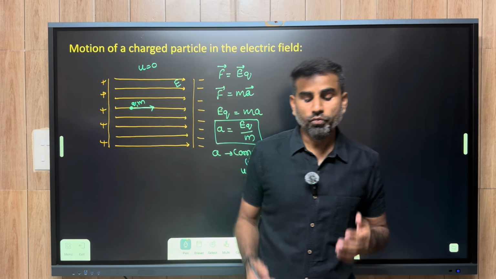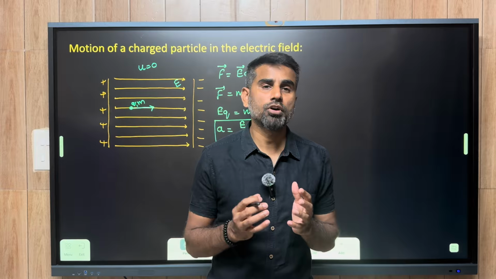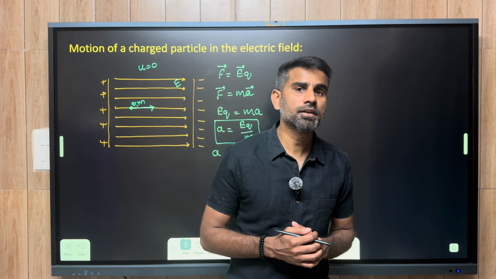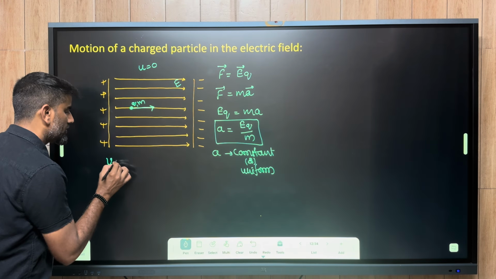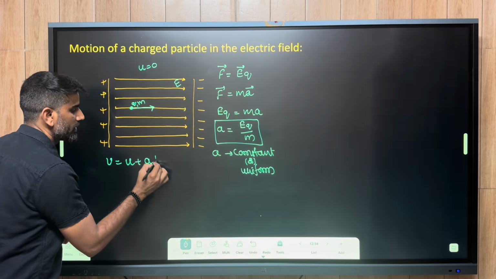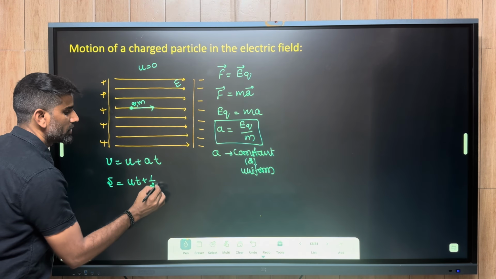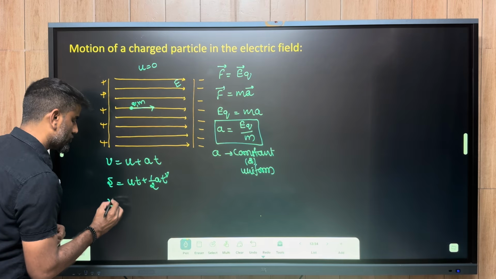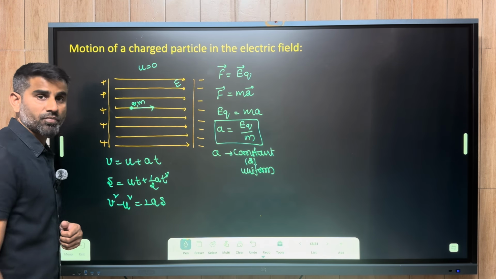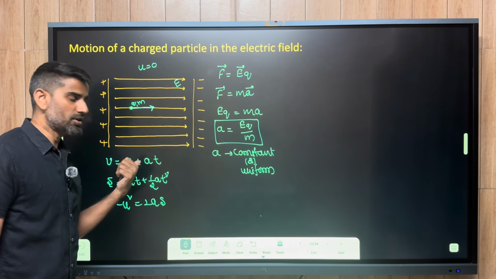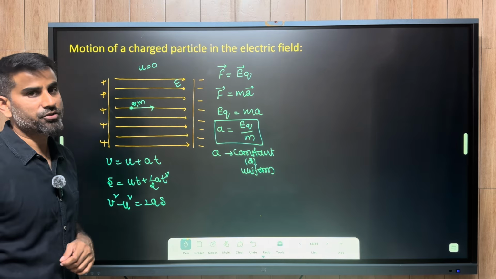As you already know, whenever we come across a case of uniform acceleration, we can make use of kinematic equations. What are the kinematic equations? We have the first equation, v is equal to u plus at. Then s is equal to ut plus half at square, and v square minus u square is equal to 2as, where v is the final velocity, u is the initial velocity, a is the acceleration, t is the time, and s is the displacement of the particle.